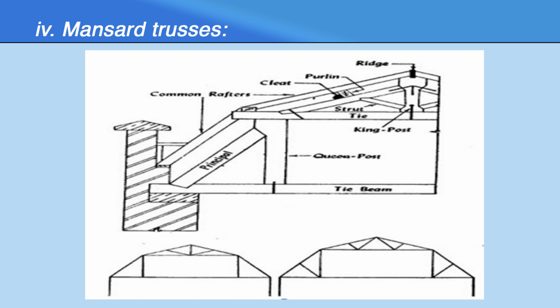Next, mansard truss. This roof truss is named after the designer Francois Mansard. This is a combination of king post and queen post truss: lower queen post truss and upper king post truss. The use of the mansard truss results in economy of space. A room may be provided in the roof as shown in the figure. Here you can see the king post on the upper side, and on the lower side the queen post is also provided, and in the empty space between we can provide the room.